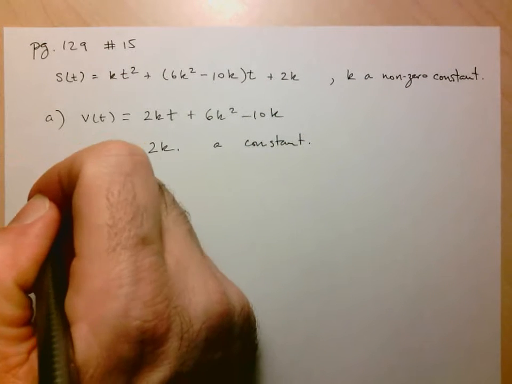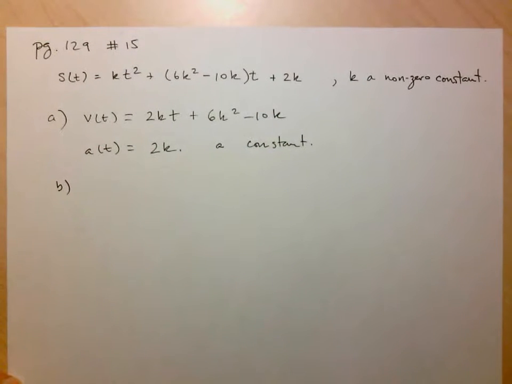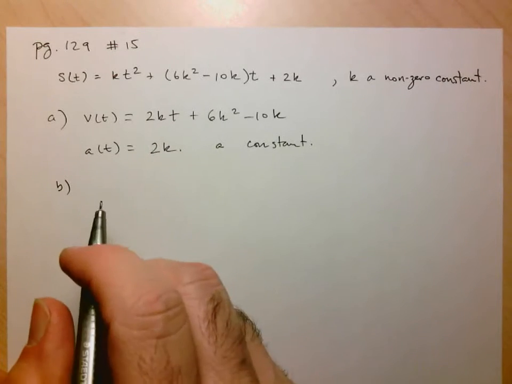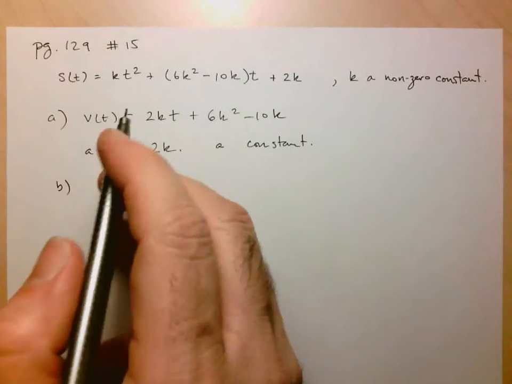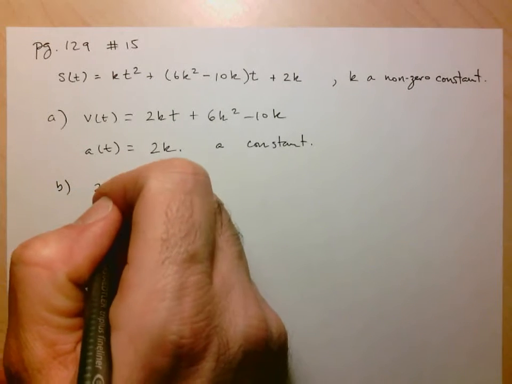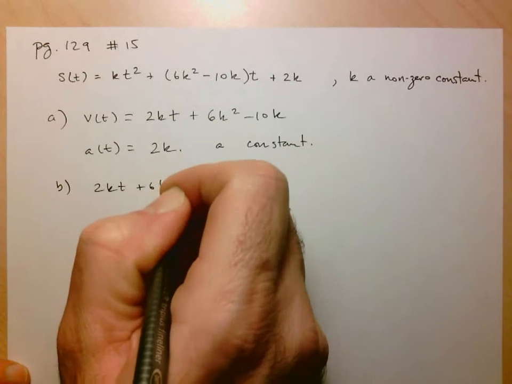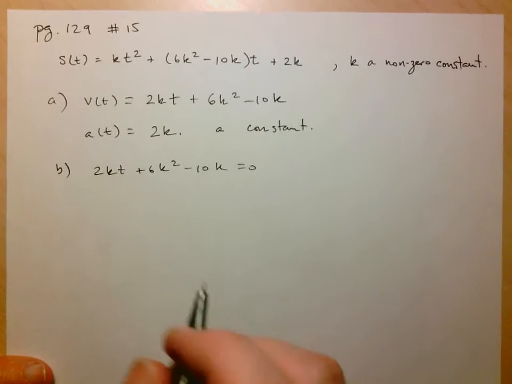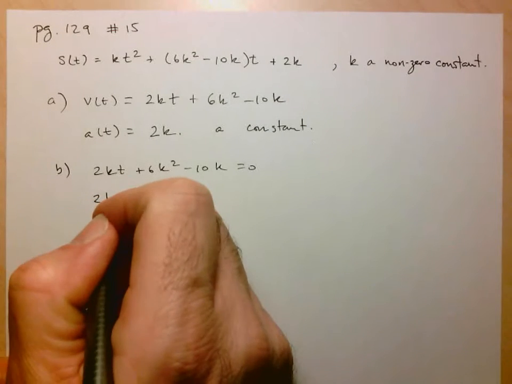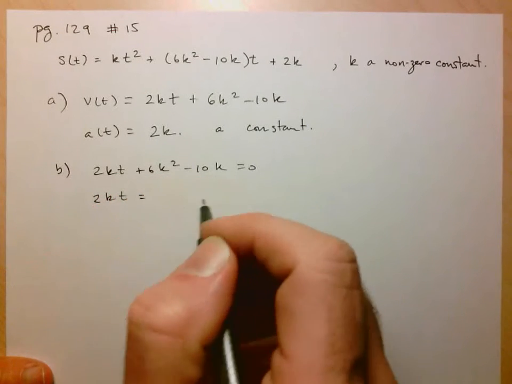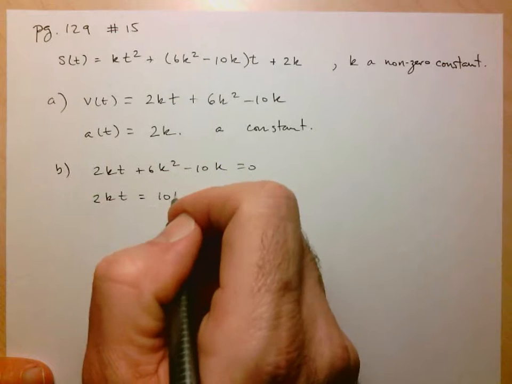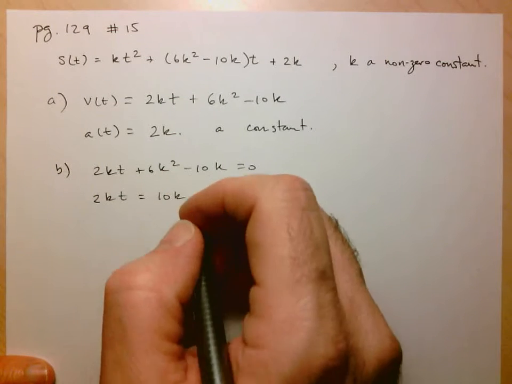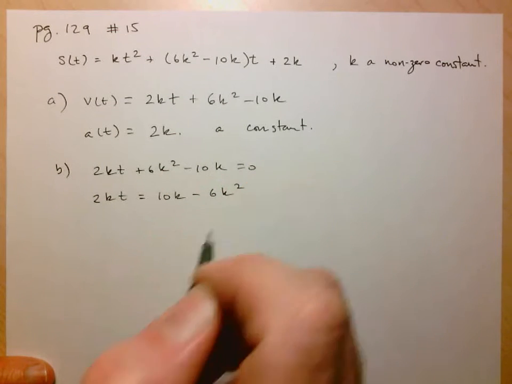So part B, let's see what part B asks for. It says, find the time at which the velocity is 0 and determine the position of the object when this occurs. Okay. So first things first, we need to determine when this is equal to 0. So I've got 2kt plus 6k squared minus 10k has to be equal to 0. So let's solve for t. Let's take the additions and subtractions to the other side. So minus 10k becomes plus 10k, plus 6k squared becomes minus 6k squared.